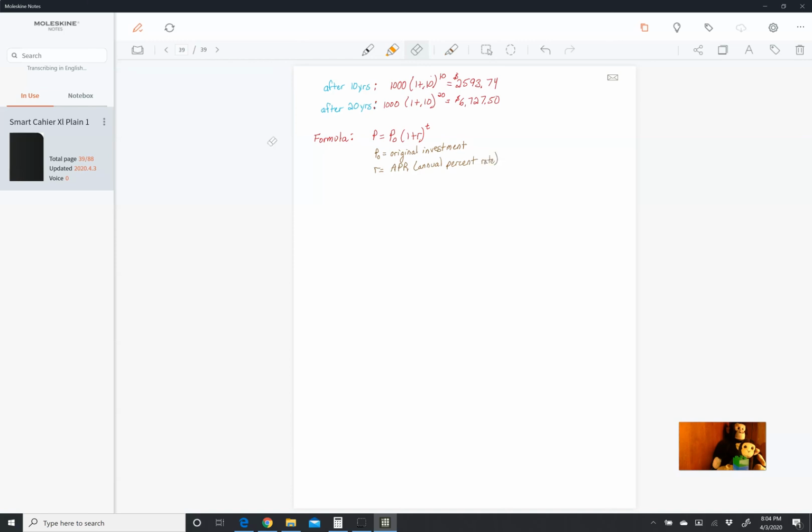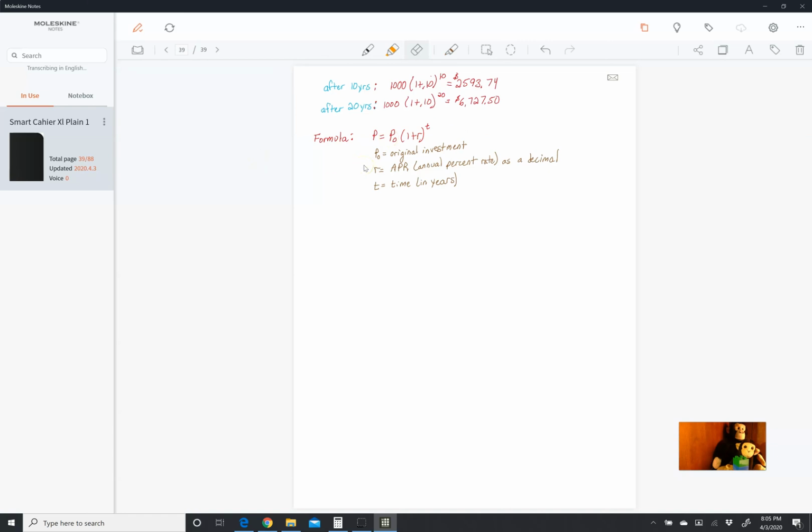But our R has to be written as a decimal. Okay, when we plug in, we're plugging in 0.10. And then our T is time. This is almost always in years. Okay, and our P is what we have after T amount of time. So this is our first formula.